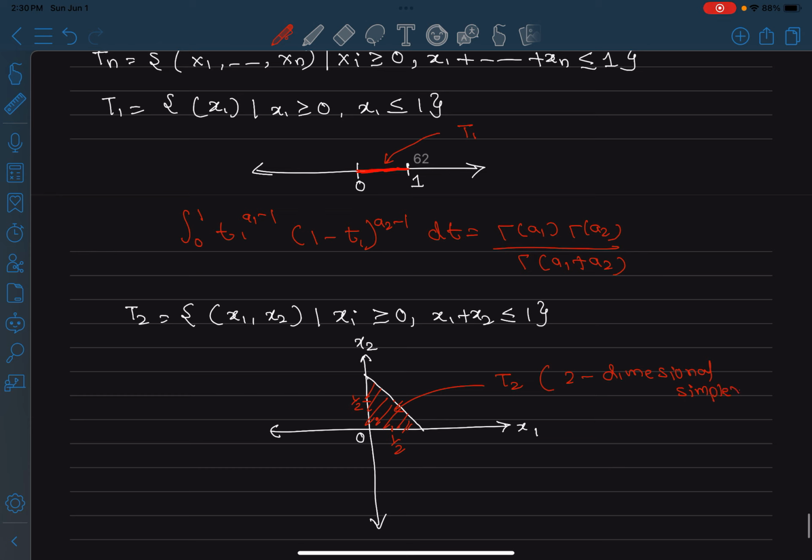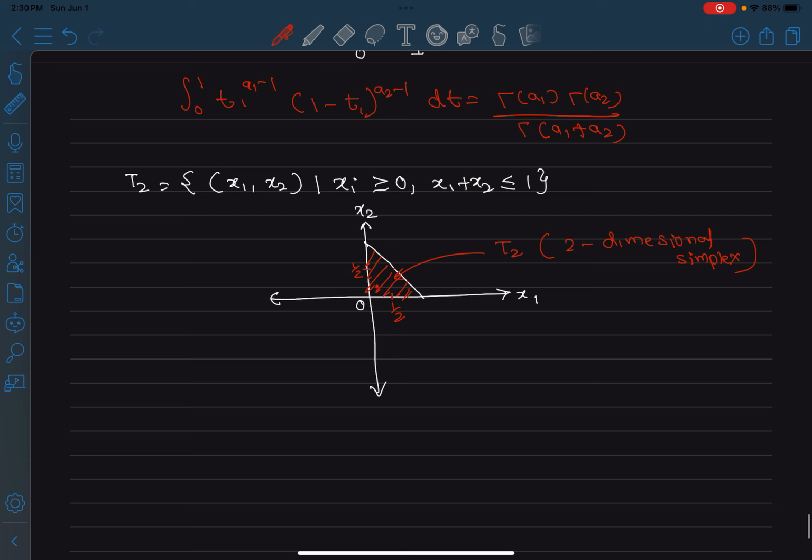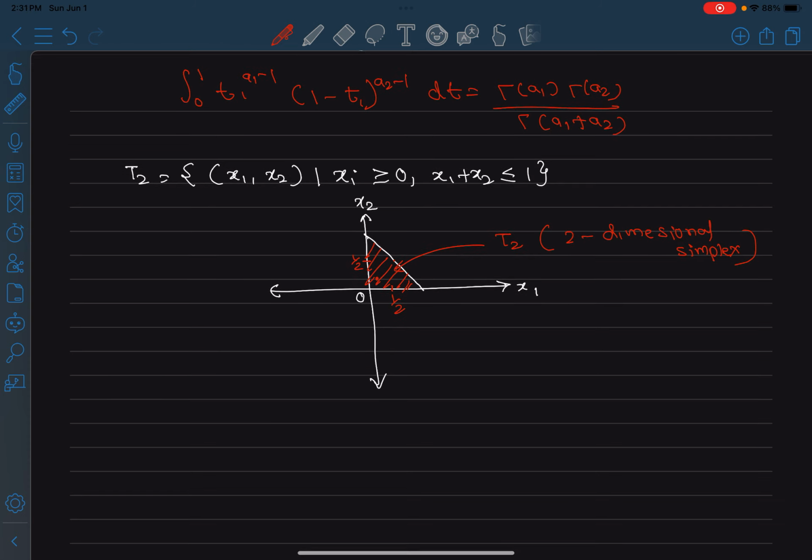Two-dimensional simplex, right? This was our one-dimensional simplex. And over here, now, if we want to write the integral, so we knew that over this two-dimensional simplex, we can write it as: in x1 we can go from 0 to 1. In x2 we will basically go from 0 to 1 minus x1, right? Because this line is basically x2 equals 1 minus x1. So this is our domain T2.